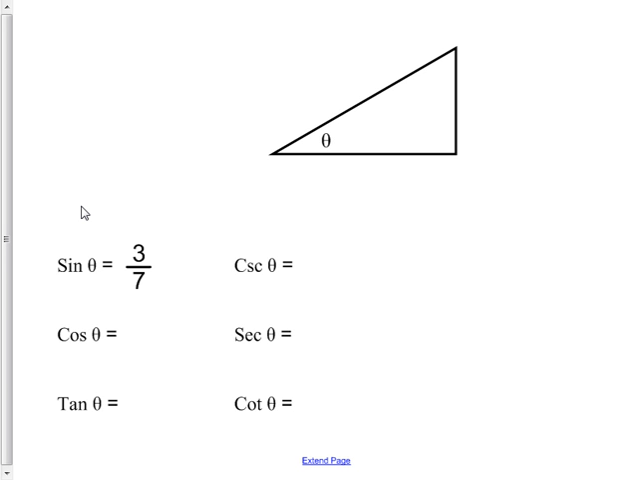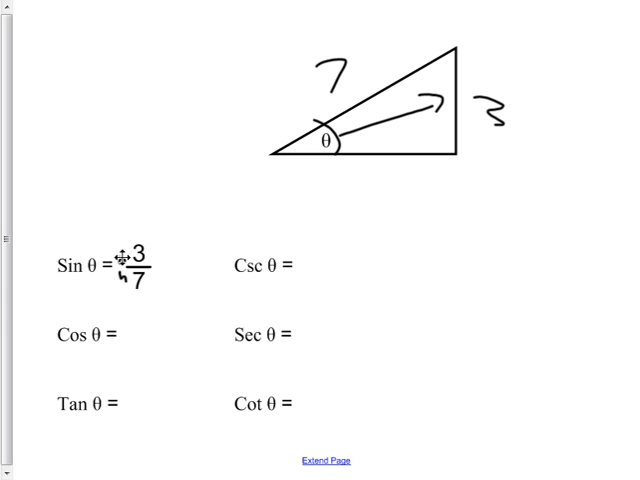Okay, so if they give you sine of theta is 3/7, that is giving you two sides, right? Is it giving you the opposite and the adjacent? No, which one is it giving you? Opposite and hypotenuse. I like to write them right here, just to remind me where they are. So if sine of theta is 3/7, then they're telling me the opposite side from theta, opposite meaning over there, is 3, and the hypotenuse is 7.